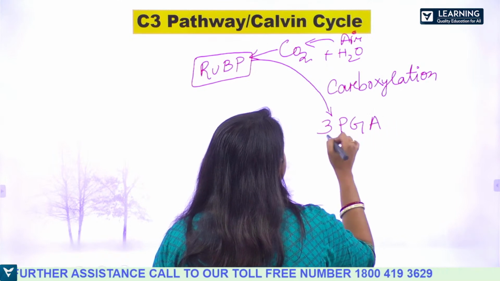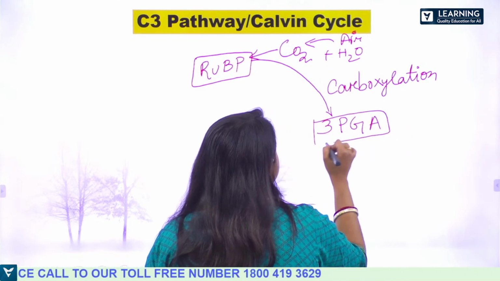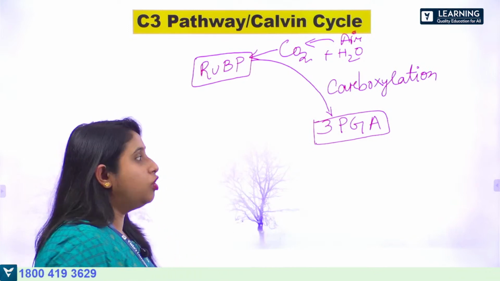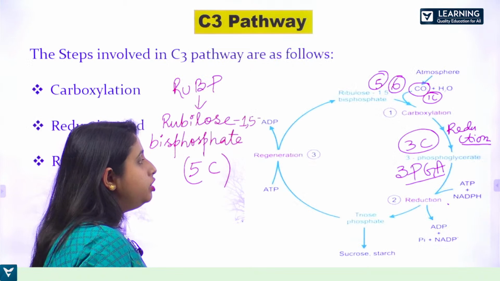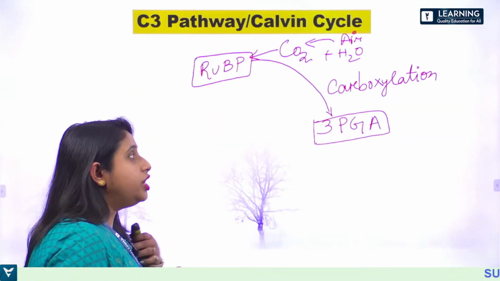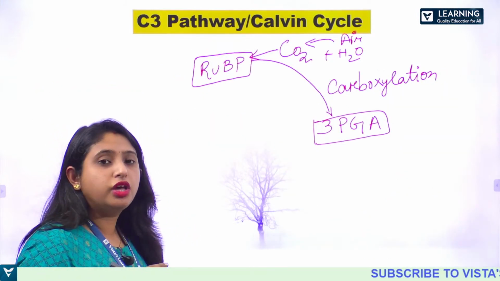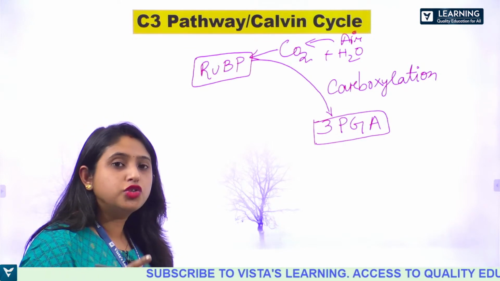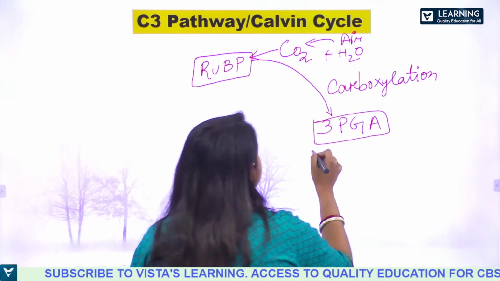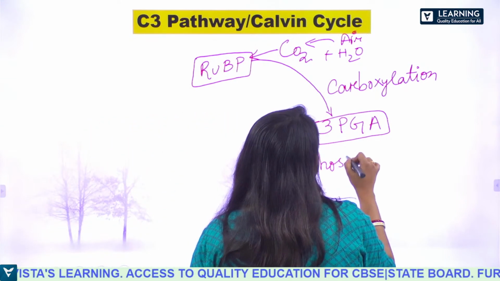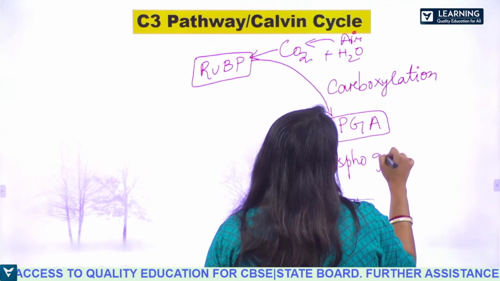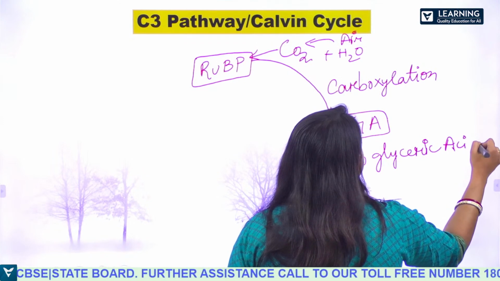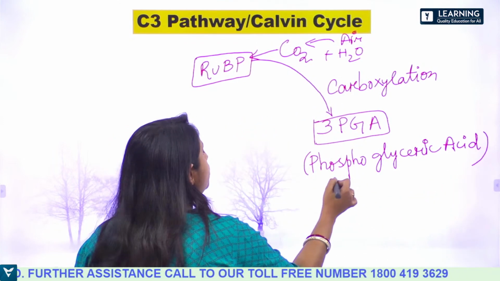So see here what it forms: 3PGA. Why 3PGA? Because it is a 3-carbon molecule, isn't it? So it is the first stable product. The first product of the C3 pathway is the phosphoglycerate or phosphoglyceric acid. Okay. Now this phosphoglyceric acid, here what happens?